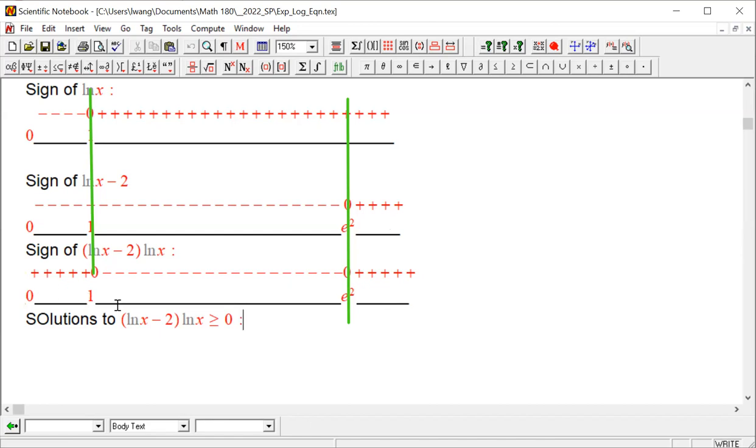Well, that's between 0 and 1, right? So your solution will be x greater than 0 and less than or equal to 1. It can equal 1, right? Or x is larger than or equal to e squared. That's how to solve this inequality. It's not trivial. All things have to be considered, but you can see a lot of the ideas and methods we used before are being used, right?